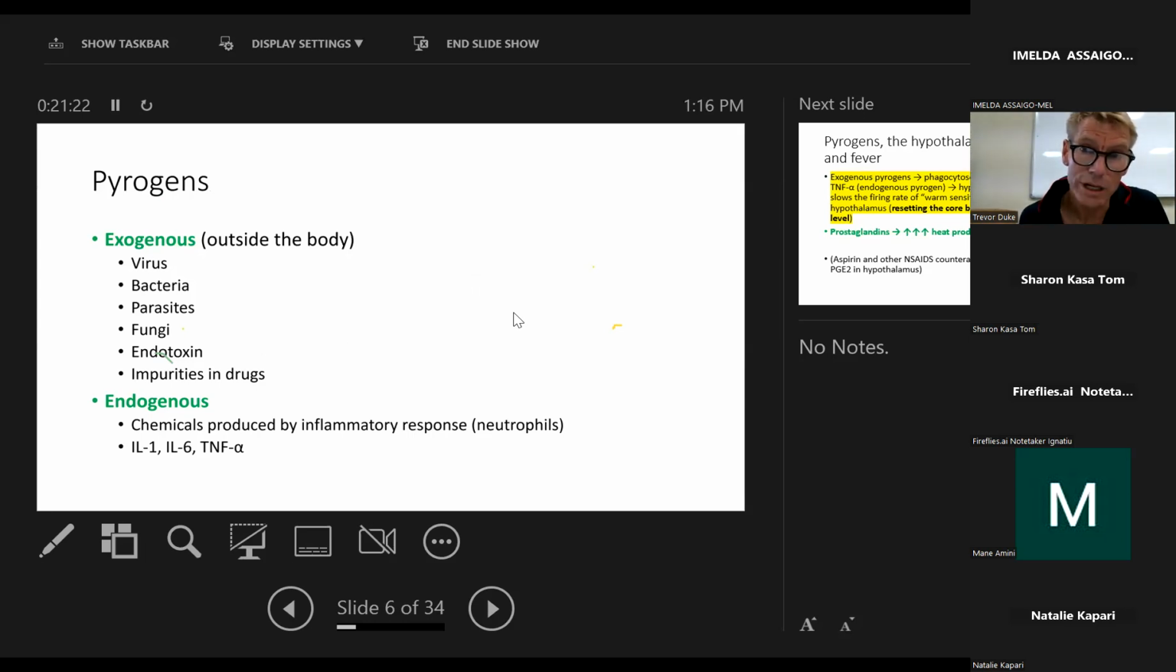Then you have these things called endogenous pyrogens, and they're chemicals that are produced in our body by an inflammatory response. They're produced by neutrophils.